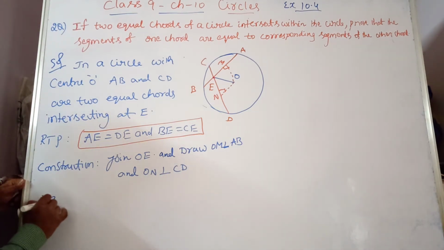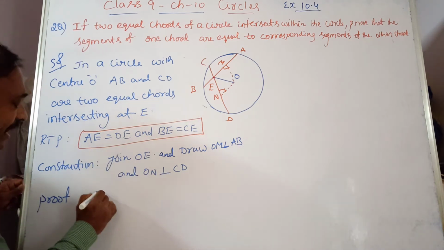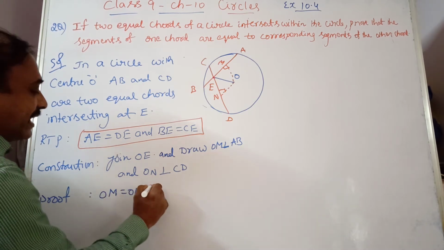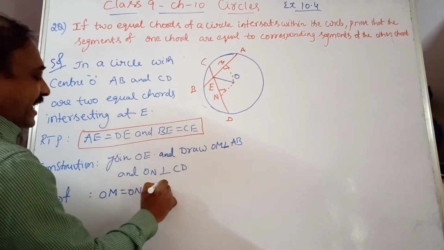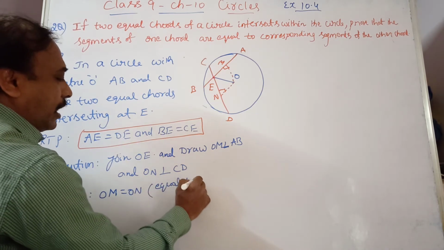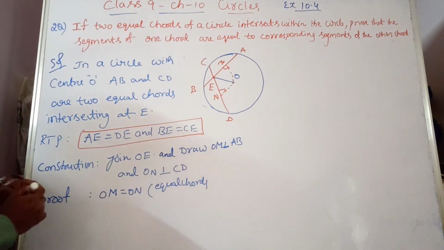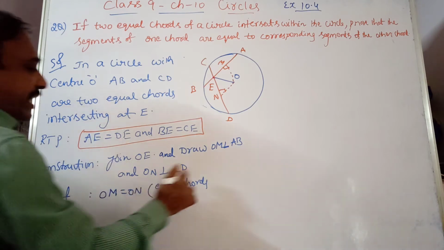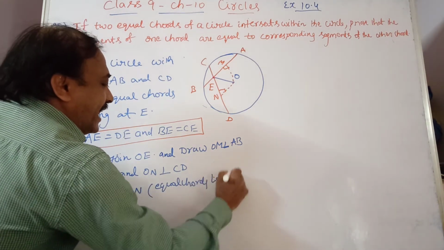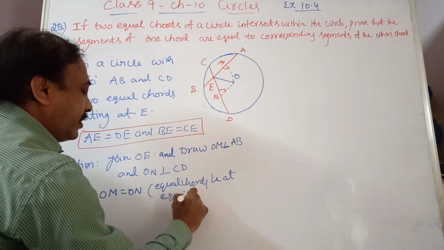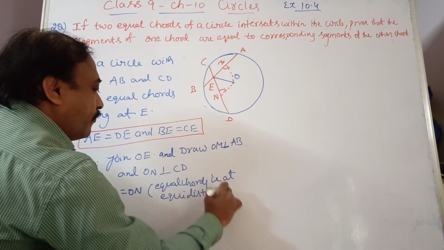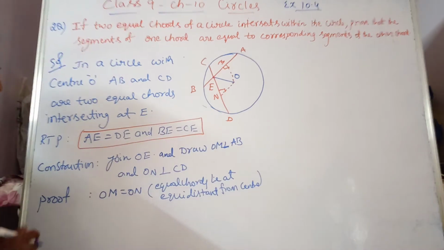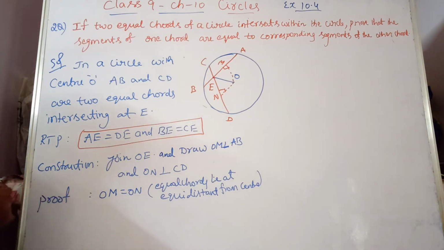So proof. Now OM is equal to ON. Observe it. OM is equal to ON. Reason: they are perpendiculars to equal chords. Which are the equal chords? AB and CD are equal chords. They both lie at equidistance from the center. So equal chords lie at equidistance from the center of the circle. So OM is equal to ON.